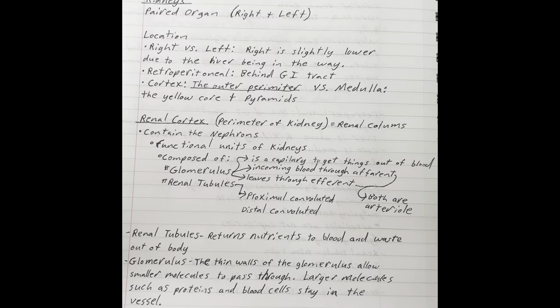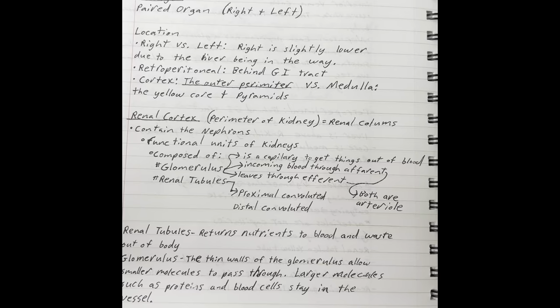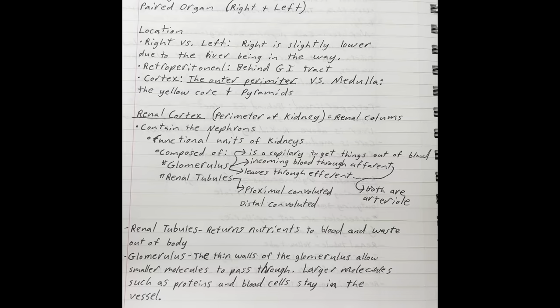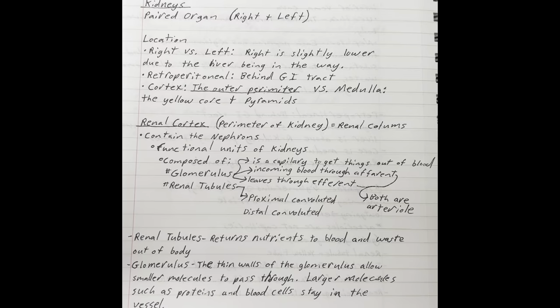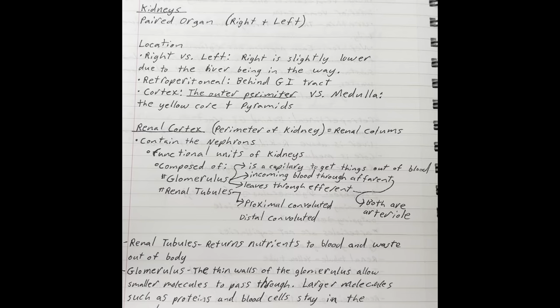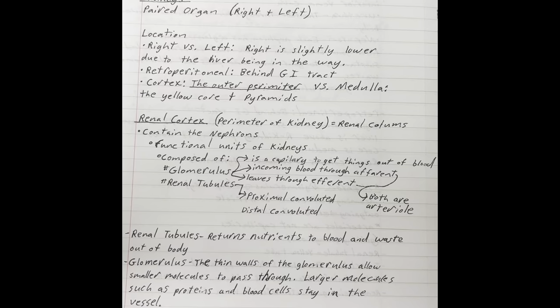Retroperitoneal, behind the GI tract. The cortex of the kidney is the outer perimeter, versus the medulla, the yellow core plus pyramids.